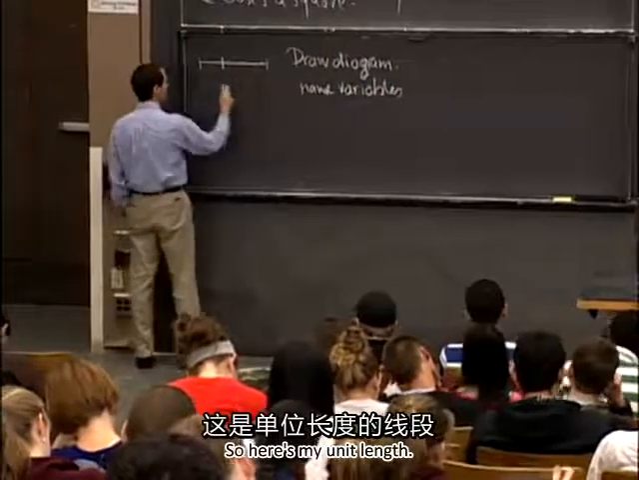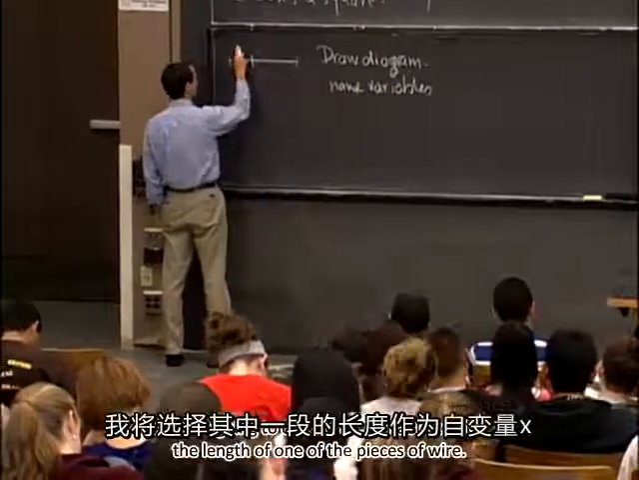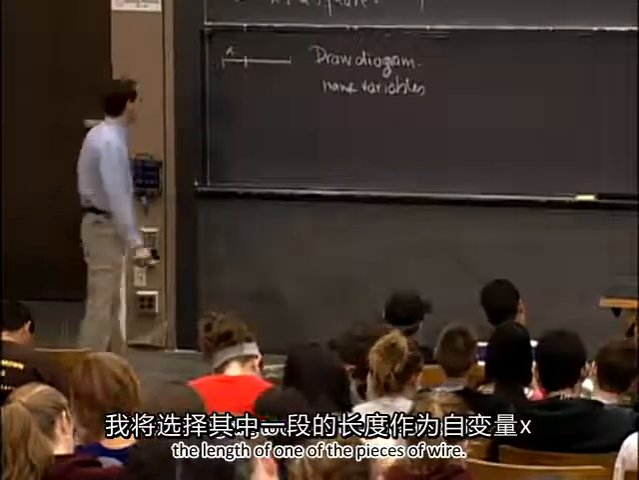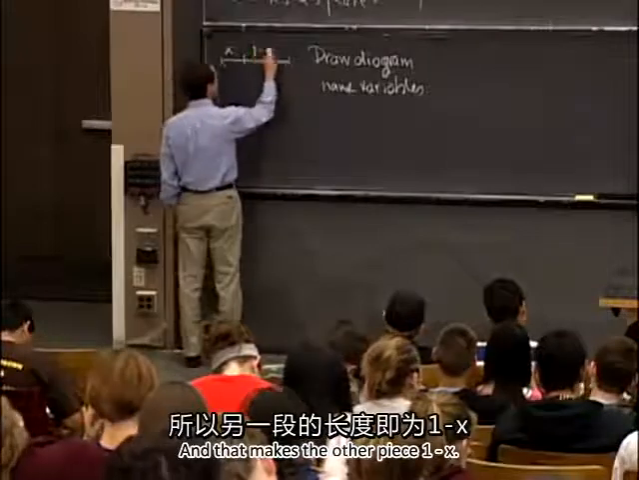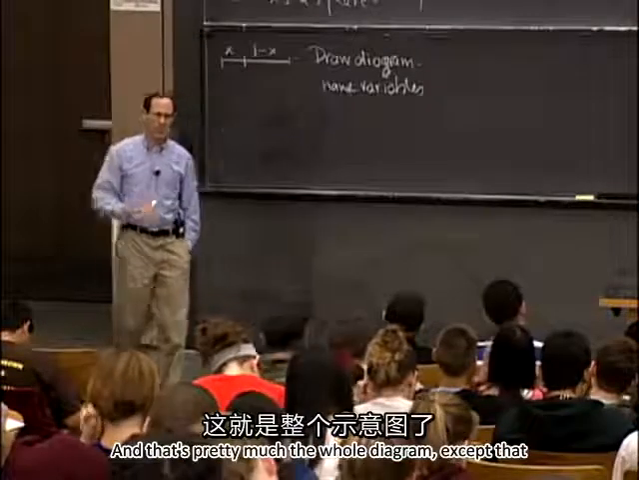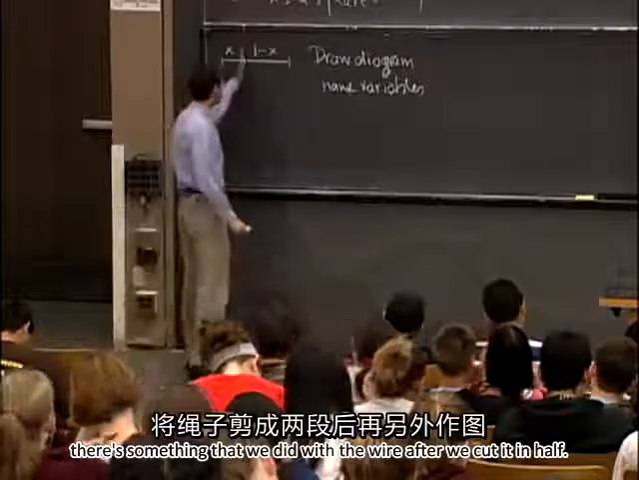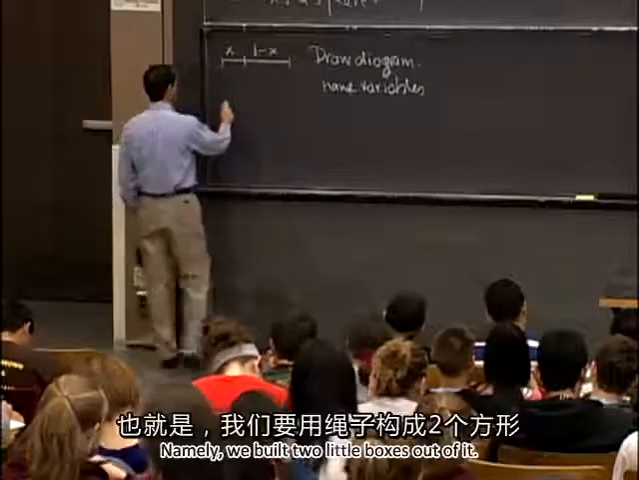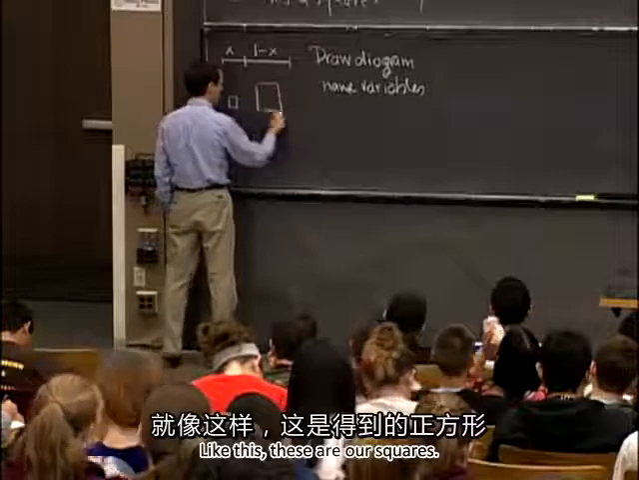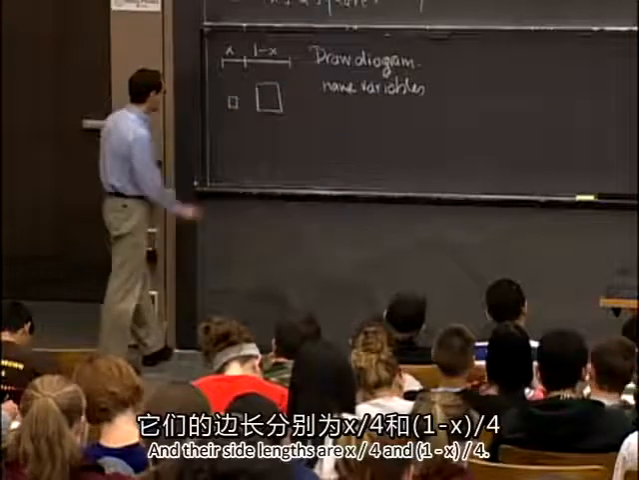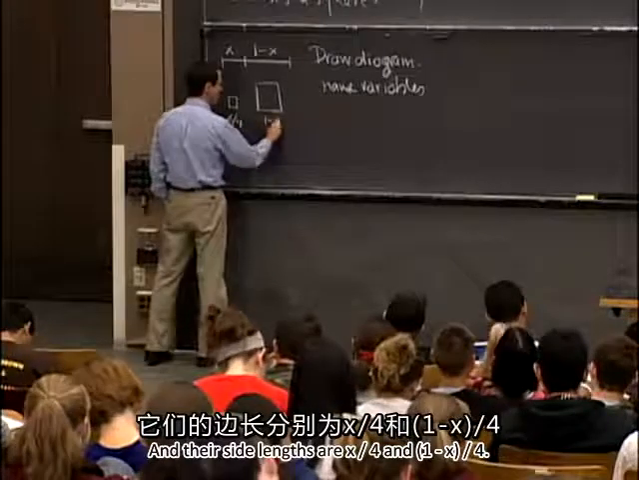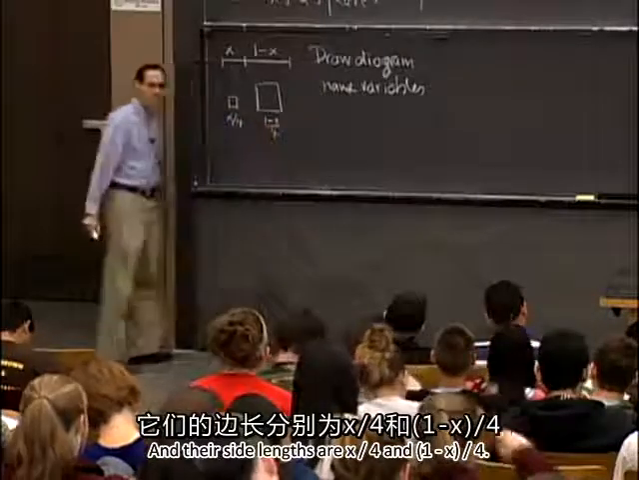So here's my unit length. And if I'm going to choose the variable x to be the length of one of the pieces of wire, that makes the other piece 1 minus x. And that's pretty much the whole diagram, except that there's something that we did with the wire after we cut it in half. Namely, we built two little boxes out of it, like this. These are our squares. And their side lengths are x over 4 and (1 minus x) over 4. All right?